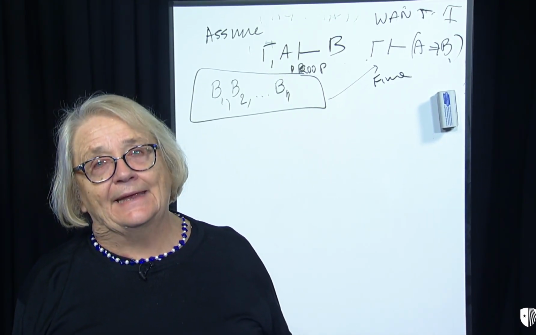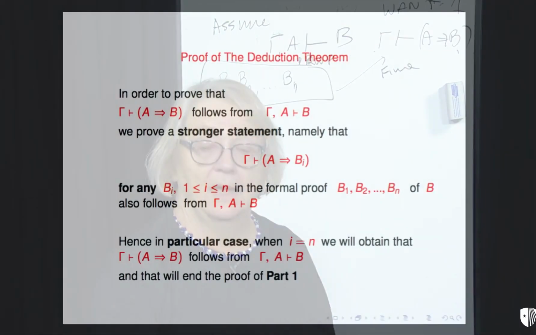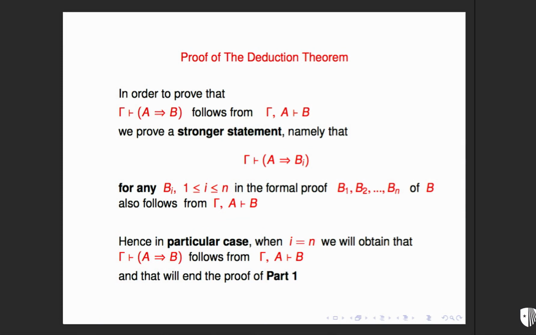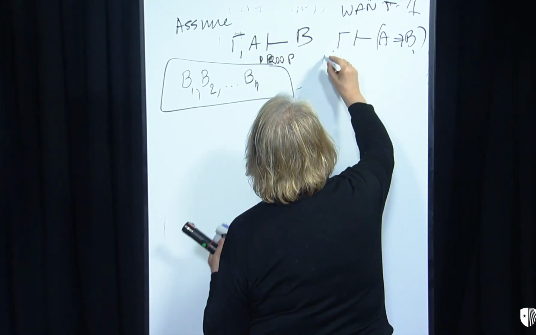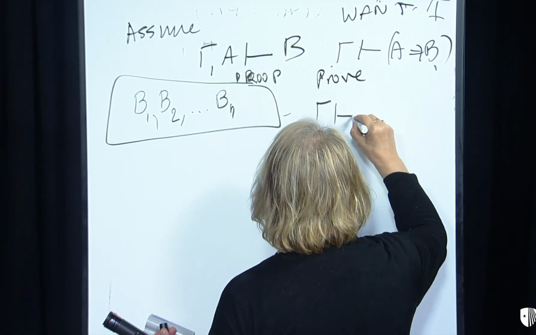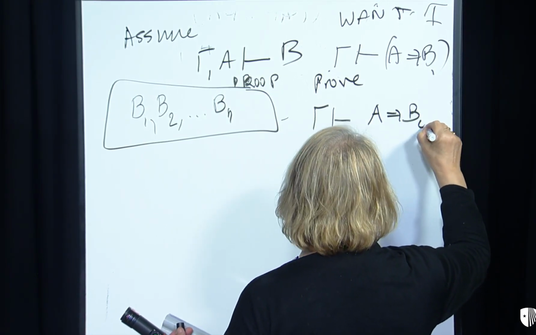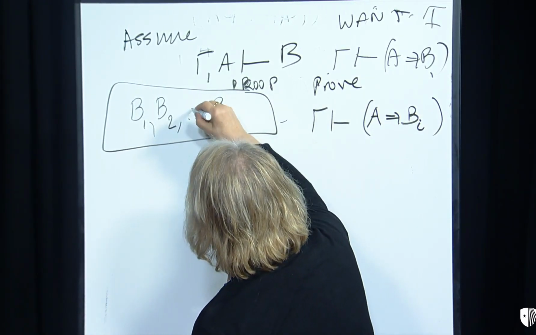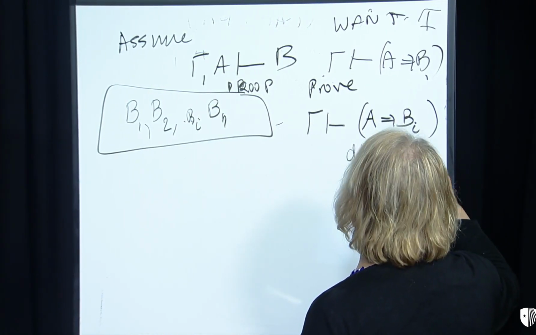Now, that's again what happens very often in mathematics. We prove a slightly stronger statement. It means that in order to prove this, we will prove that gamma proves A implies Bi. This holds for all i, starting from i equal 1.